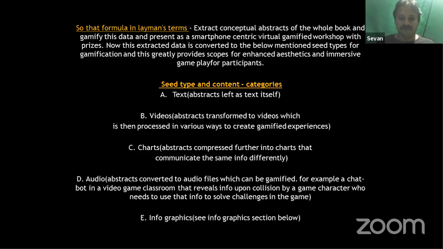Before we turn them into a game, A: we can leave them as text, and text can be gamified. I'll show you how later. B, videos: abstracts transformed into videos, which are then processed in various ways to create gamified experiences. C, charts: abstracts compressed further into charts that communicate the same info differently. D, audio: abstracts converted into audio files can be gamified, for example, like a chatbot in a video game classroom that reveals info upon completion by a game character. You see, we already speak gamification there. And infographics, right? These are various ways that we can take those 10-line abstracts to the next step before we throw them into the game-making factory.